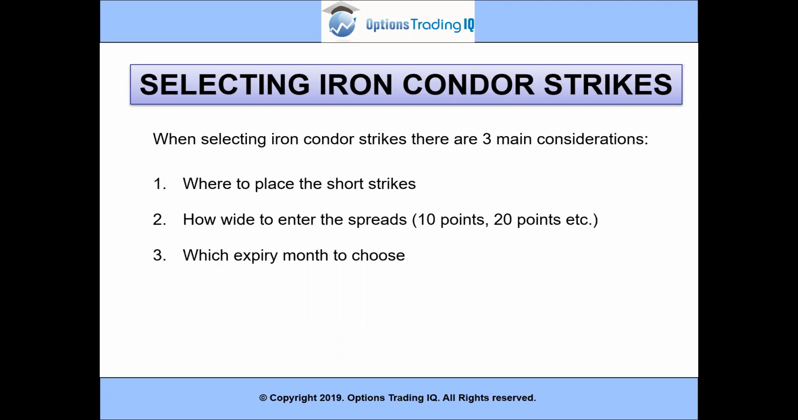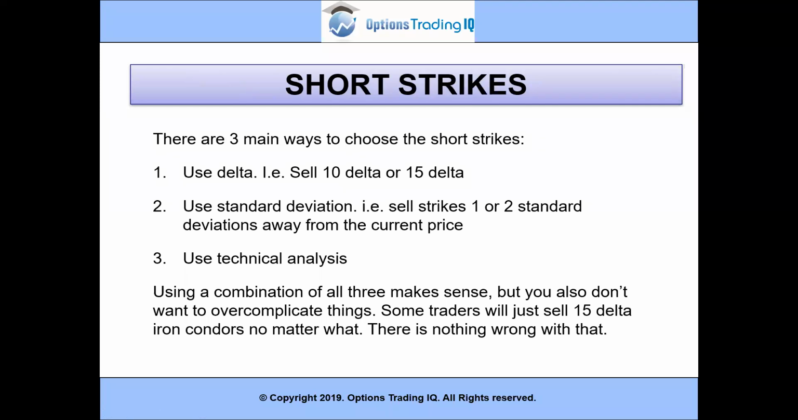And which expiry month to choose, we'll look at that in a second when we talk about short-term versus long-term trades. Those are the three main considerations. In terms of the short strikes, as I said, there are three main ways to choose the short strike. The main one, and the principal one that I use, is the delta. I'm basically just using anywhere between 10 to 15 delta, as I said.